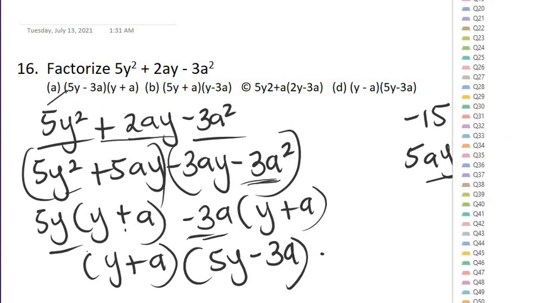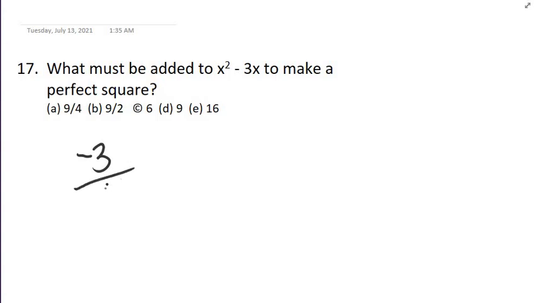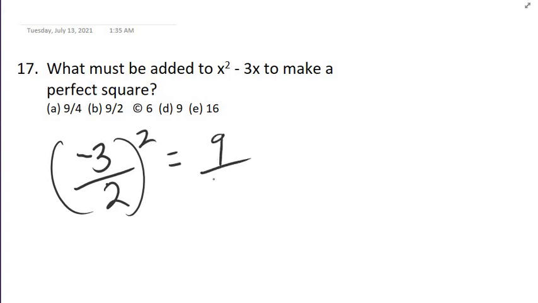Okay, let's look at question 17. We've done something similar to this. What must be added to s squared minus 3s to make a perfect square? We just need to take the coefficient of s and square its half. The coefficient of s is minus 3. Half of this means divide by 2. Then you square: minus 3 times minus 3 gives me 9, 2 times 2 gives me 4. So my right answer is A.